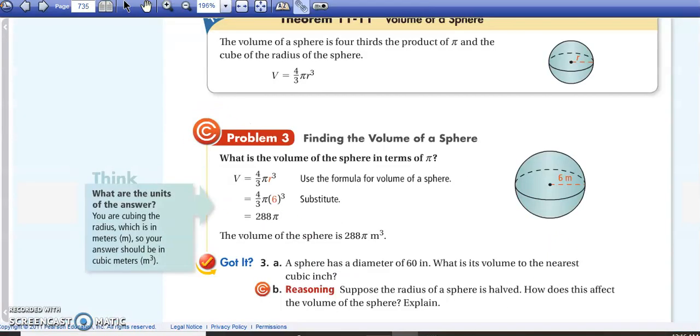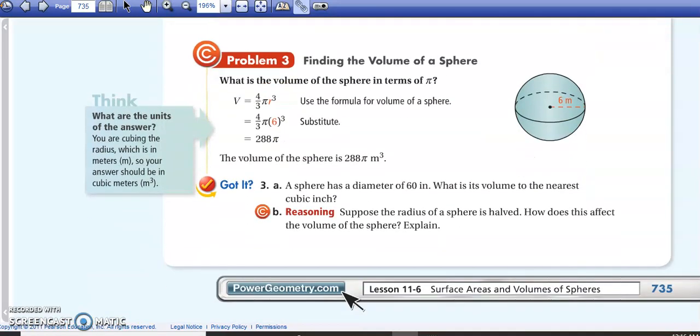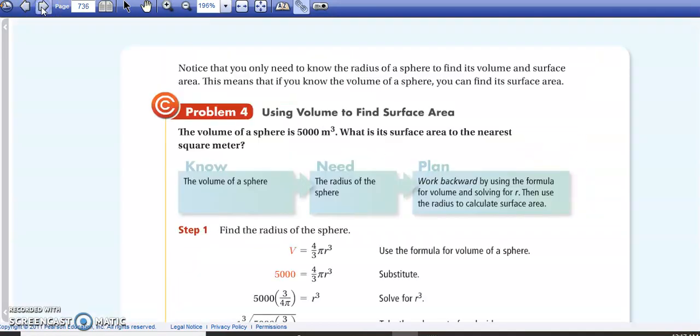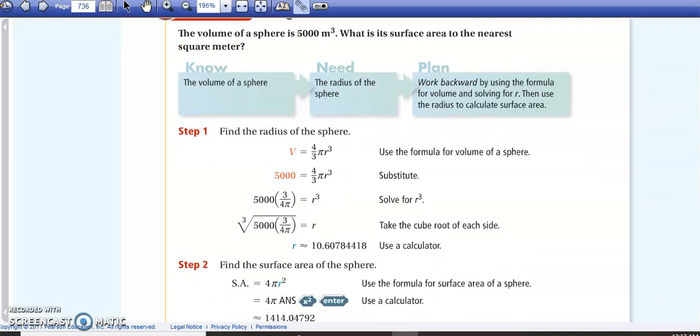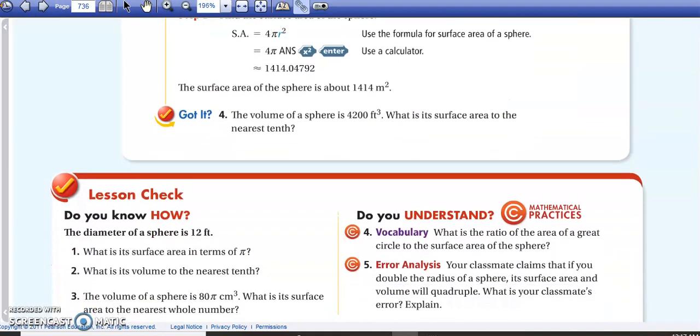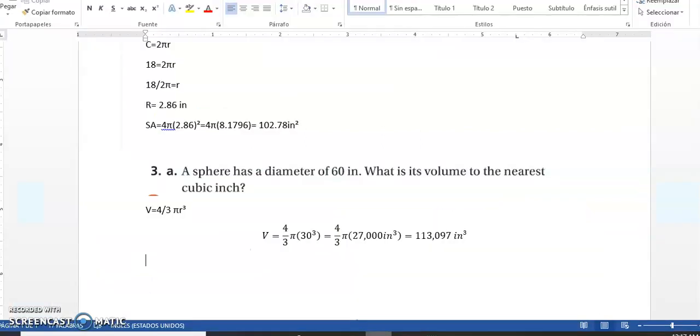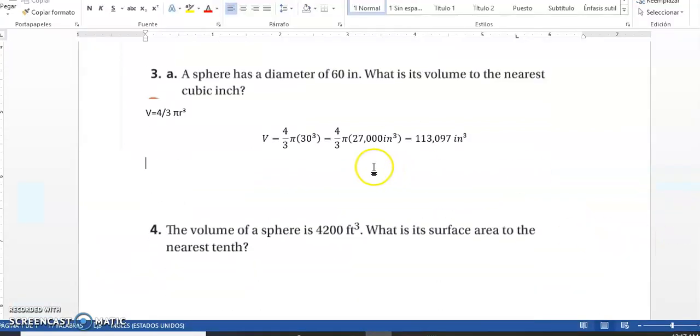Now let's go to the book again. Here we have the last problem. It says the volume of a sphere is 4,200 feet to the third power. What is the surface area to the nearest 10? Now, here we have the volume, and we have to get that surface area. That means we have to find first what is the radius. Let's solve the exercise here.